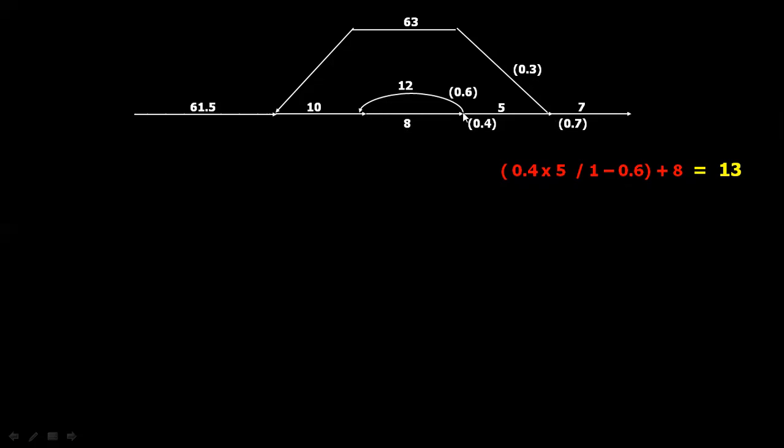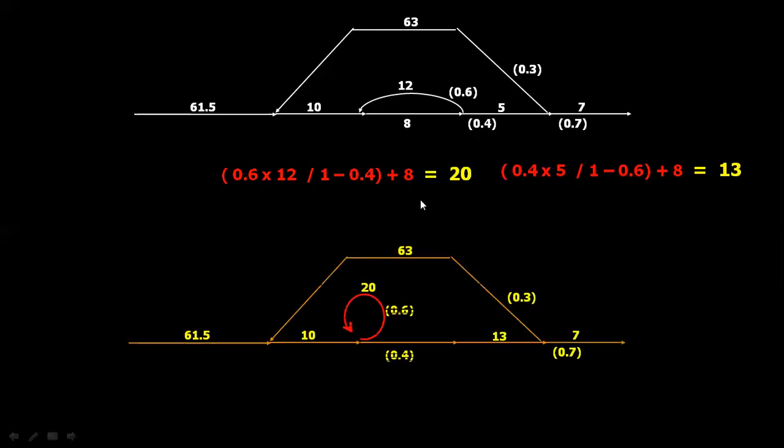The same thing from here to this. We are repeating this in this particular step while going this way. So this needs to be added to this 5, and this needs to be added to this value also. How do we get this? 12 into 0.6 by 1 minus 0.4 plus again this 8, which is 20. So now if I represent that, it will be like this. This entire line will be 13, and this one 20. Now this is the inner loop.